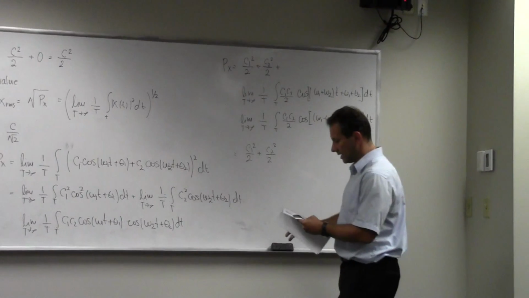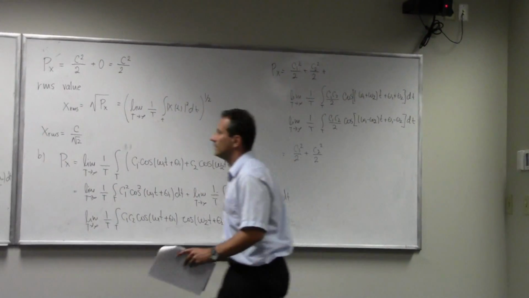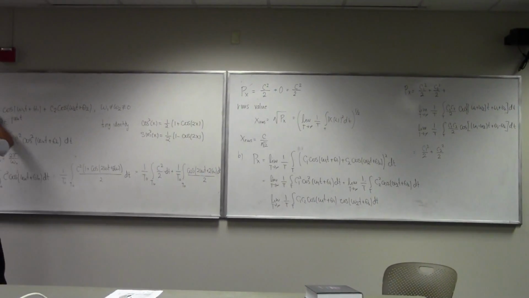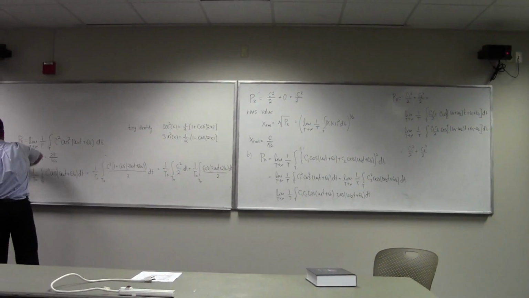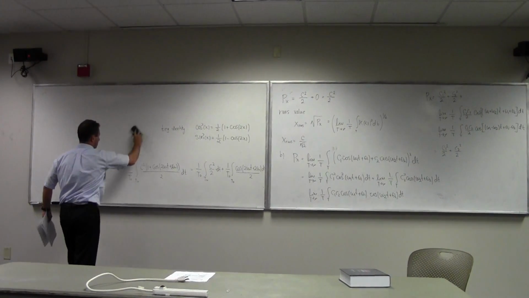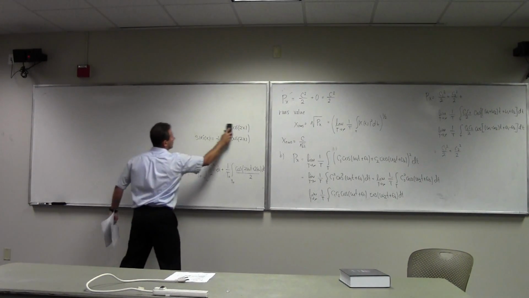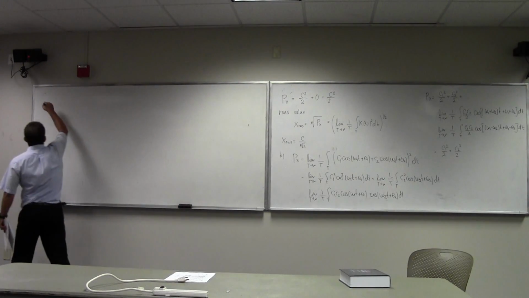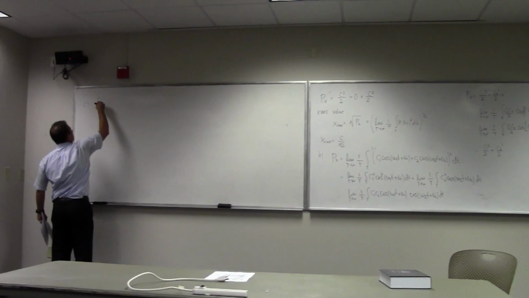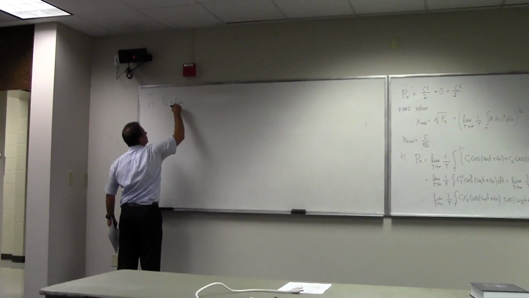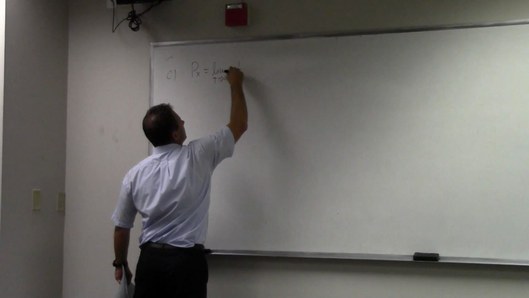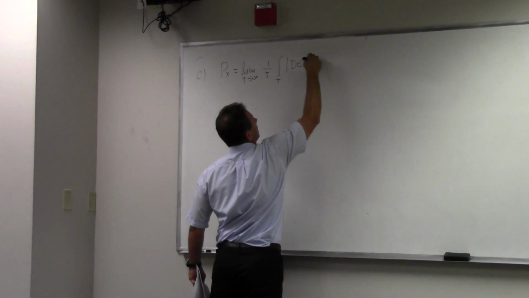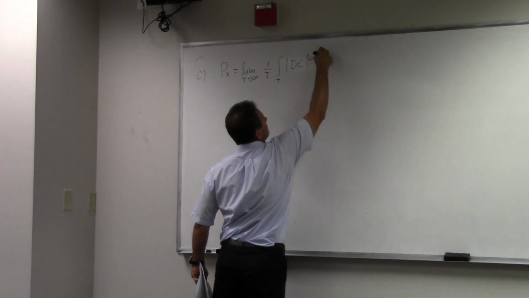Let's look at the third example. Now we have a complex signal here. So in part C, we're looking at the power, again: limit when t goes to infinity, 1 over t, integral over t, magnitude of d e to the j omega 0 t, squared, dt.